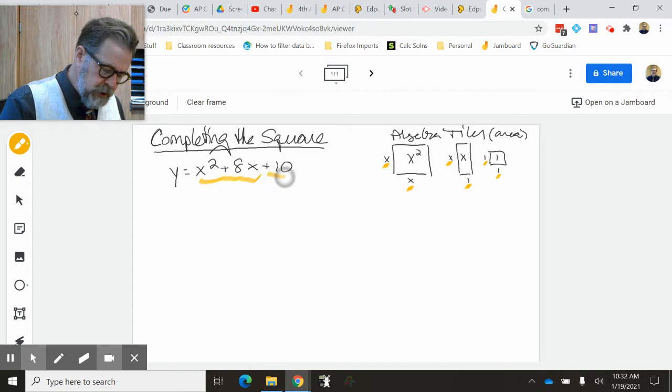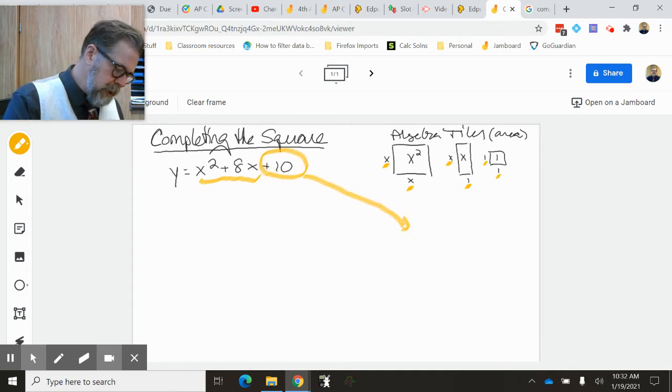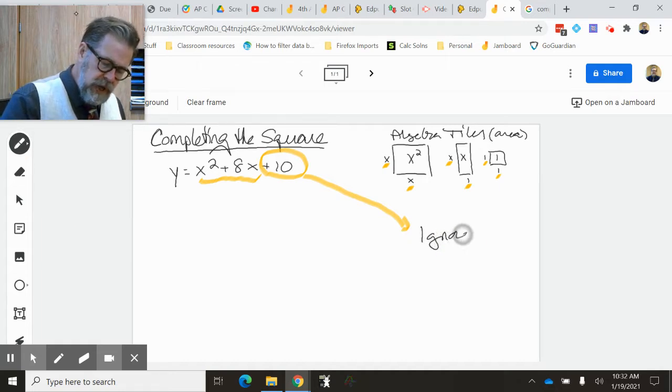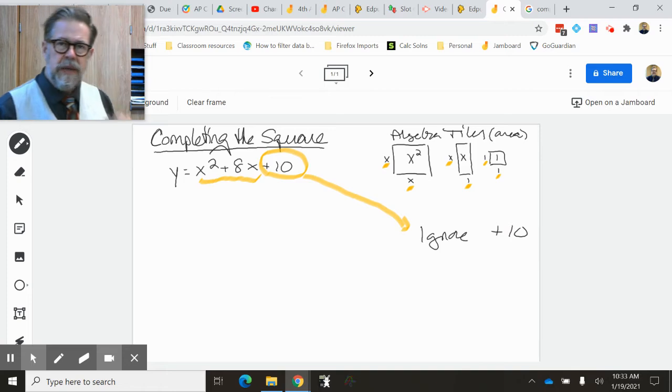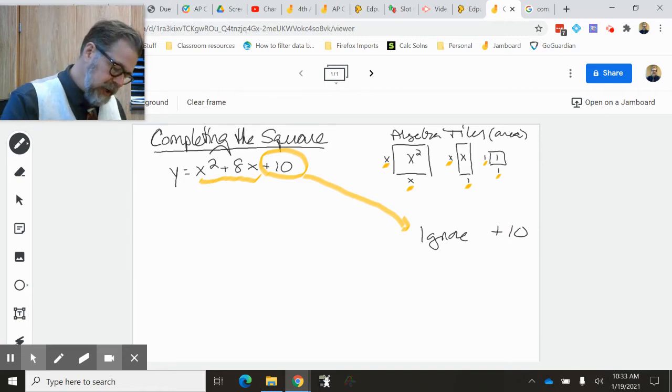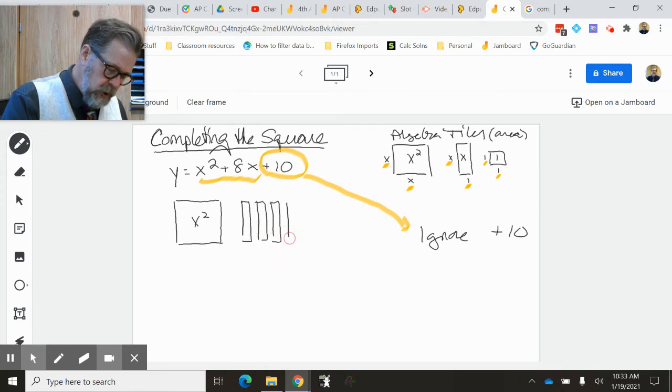Some books and instructions will deal with this 10, but I'm going to completely ignore this plus 10 and set it off to the side. I'm just going to look at the x squared plus 8x. The reasons will become obvious later. I'm going to take my x squared and my 8x tiles. Be patient with me while I draw these out.